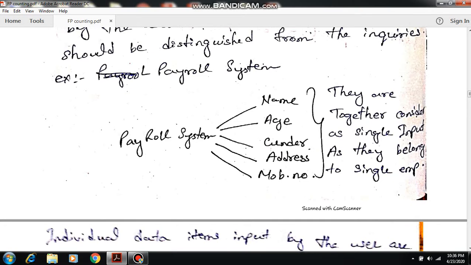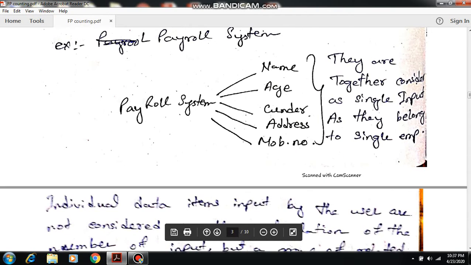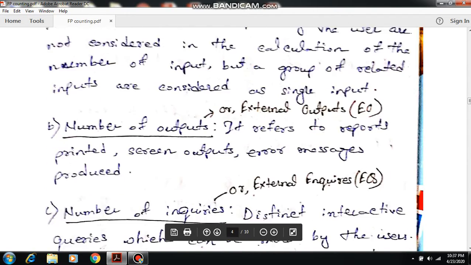A payroll system is an example where there is an entity. You know the entity? An entity means a physical existence element. So all the elements are taken as a single input of a single employee, because all the entity belongs to a single employee. So all our data is considered as a single input. This is an external input.